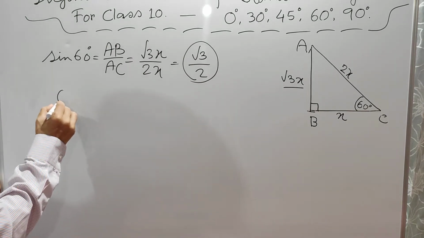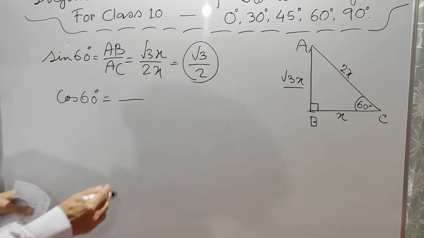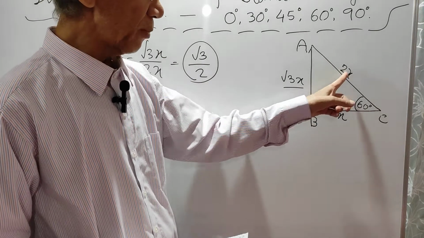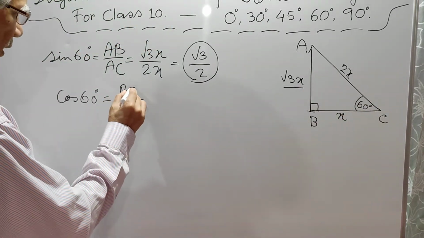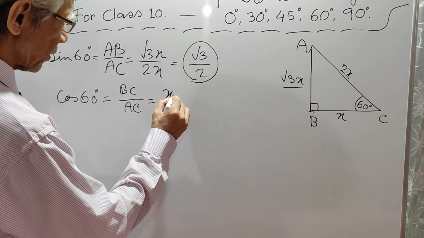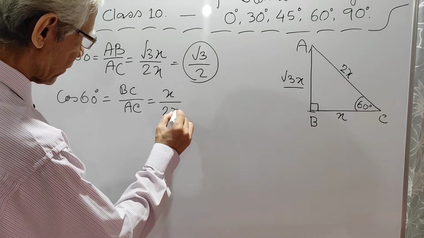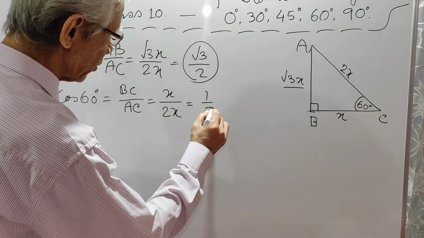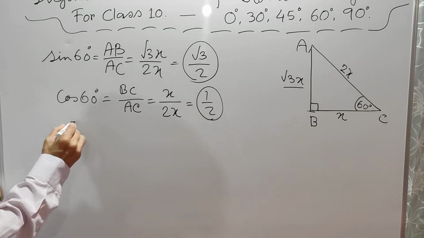Next, cos 60. Cos of 60 degree. So cos is adjacent by hypotenuse. So BC by AC. So what is BC? X. And what is AC? Twice x. So x cancel, 1 by 2. This is the value of cos 60. Now let us find out tan 60.